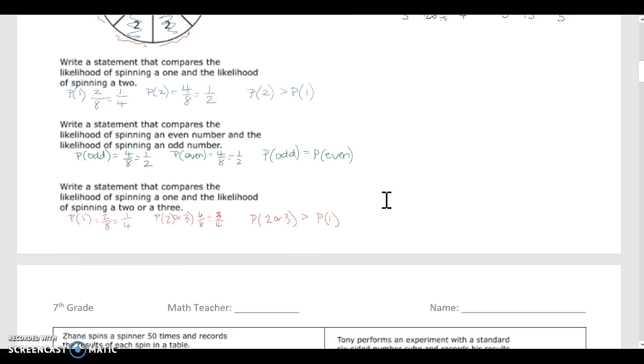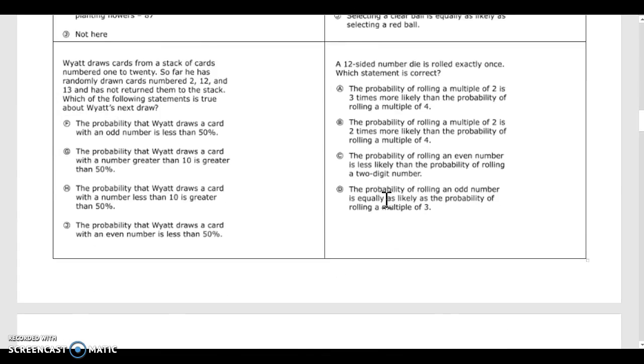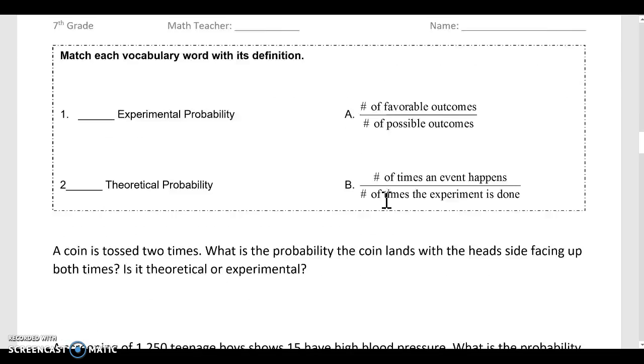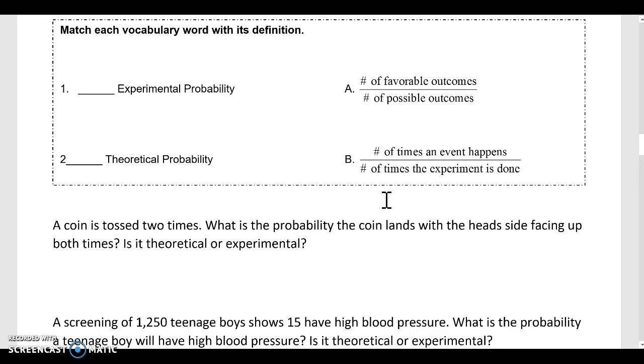All right, let's go to the second set of notes. Y'all come back and work on those problems a little bit later. So here it just says to match each vocabulary word with its definition. So experimental probability has experiments in it. So it's going to be the number of times an event happens over the number of times an event is done. And then the other one is the number of favorable outcomes over possible outcomes.